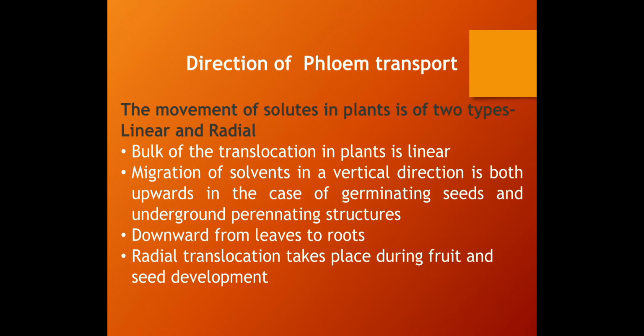So, coming to the direction of phloem transport. The movement of the solutes in plants is of two types, that is linear as well as radial. Most of the translocation in plants is linear. Migration of the solutes from the upper to the lower side takes place, and vice versa is also true. So, downwards from the leaves to the roots, and upwards in case of germinating seeds and underground perennating structures. Radial translocation takes place during fruit and seed development.